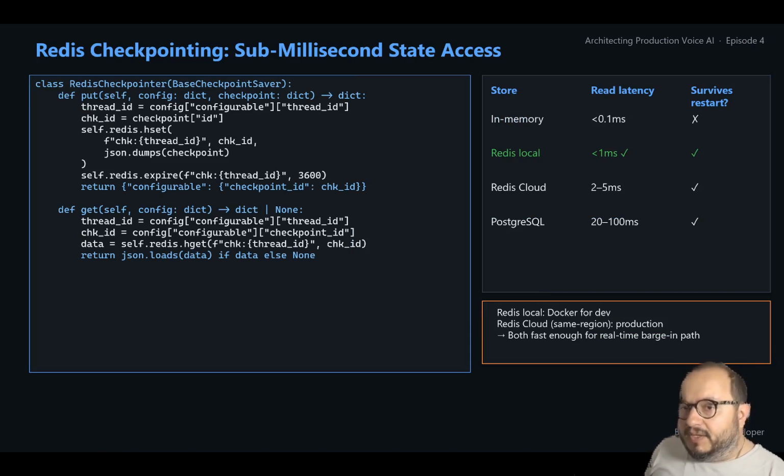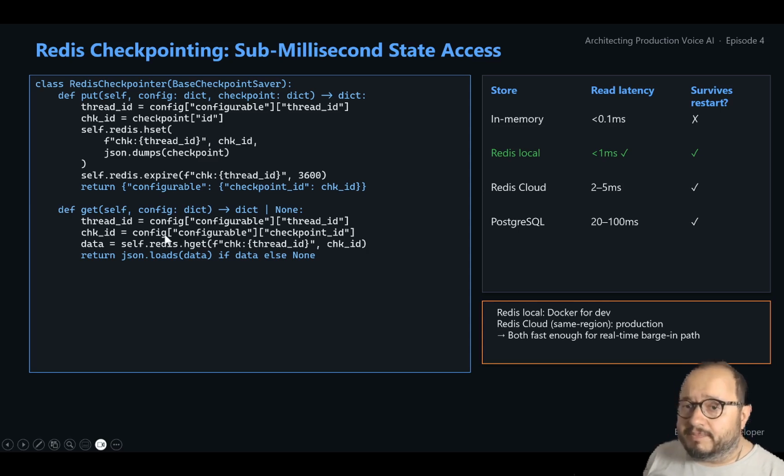In redis_checkpointer.py, we implement the LangGraph checkpointer interface using Redis. After every node transition, every time a subagent writes its output, LangGraph serializes the current state to JSON and calls put with the thread ID and the checkpoint ID. Redis stores it in a hash with a TTL of 1 hour. The critical property of this approach is read latency. A Redis get on a local instance takes under a millisecond. On a managed Redis instance in the same region as your application, it takes 2 to 5 milliseconds. This is fast enough to use in the real-time path of a voice conversation.